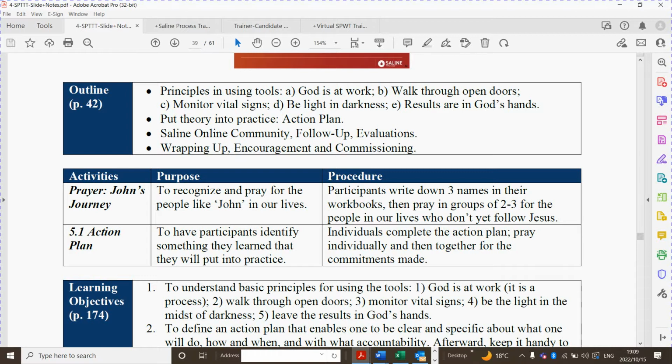With all the teaching so far, we know God is at work. We just have to make ourselves ready and available, willing and committed, then the Lord will work through us. Knowing it alone is not sufficient, but doing is really very important. So look at some of the learning objectives. Learning objectives, we want to understand. Number one is to understand the basic concepts of using the tools.